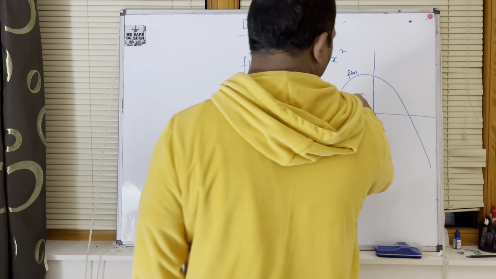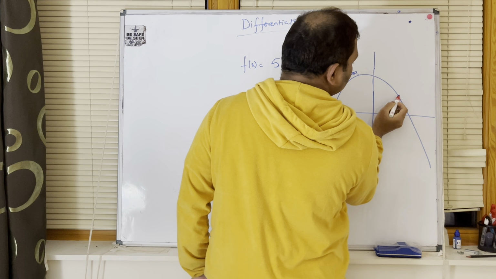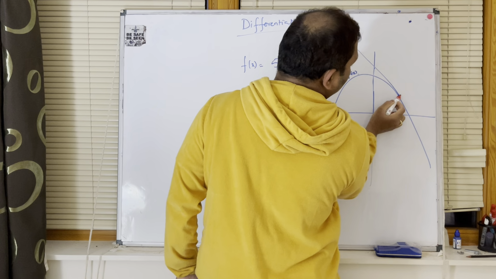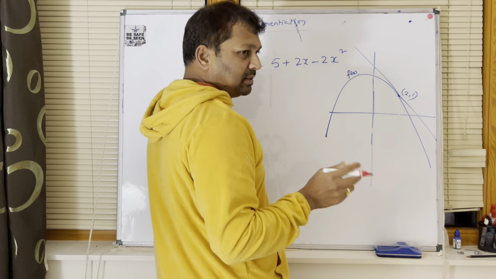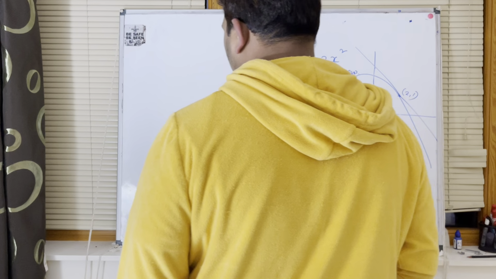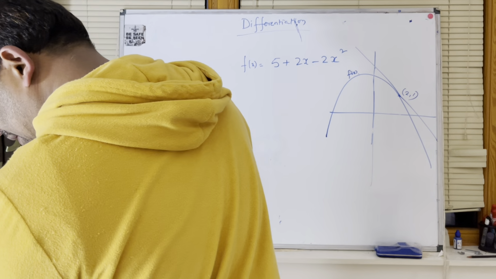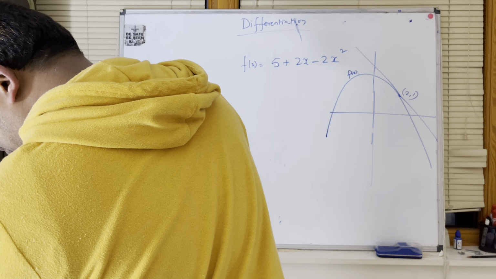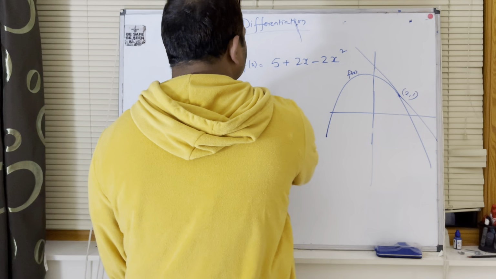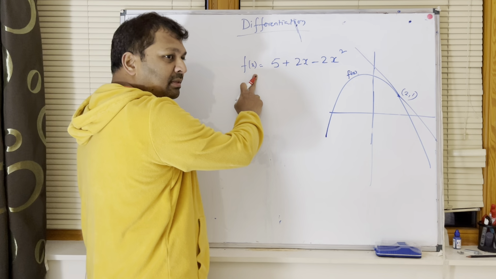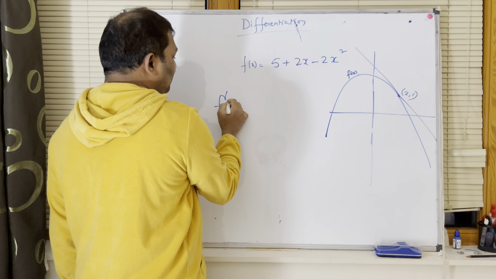Okay, f of x, this is the curve, and there is a tangent cutting this hyperbola at a point, and that point is (2, 1). The first question: write down f dash x, the derivative of f of x, the differentiation of f of x.